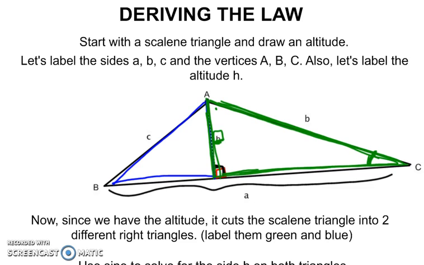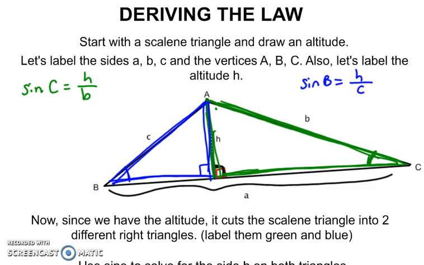If I use the opposite and the hypotenuse, then I need to use the sine function. So the sine of angle C is this side h divided by the hypotenuse, which would be b. Opposite divided by hypotenuse. Let's do the same thing for the blue triangle, relating this side h again. Let's use angle B, because that's on our original scalene triangle. So sine of angle B is that opposite side h divided by its hypotenuse, c.